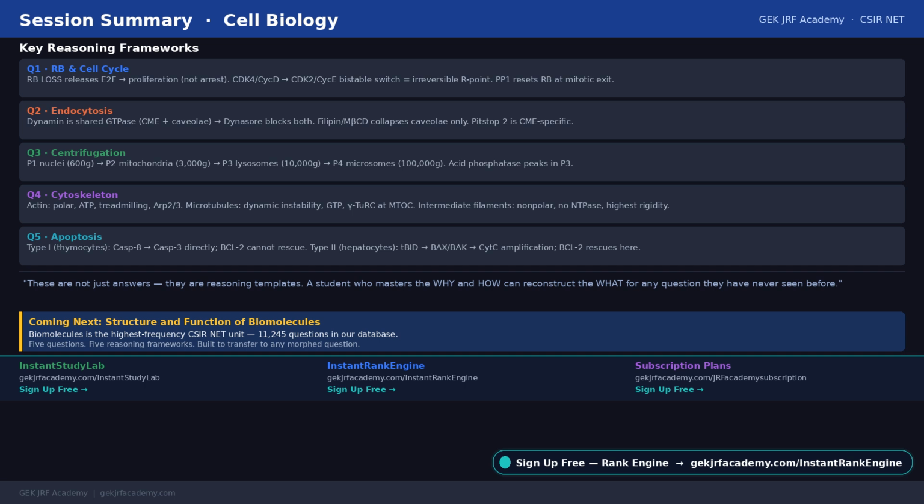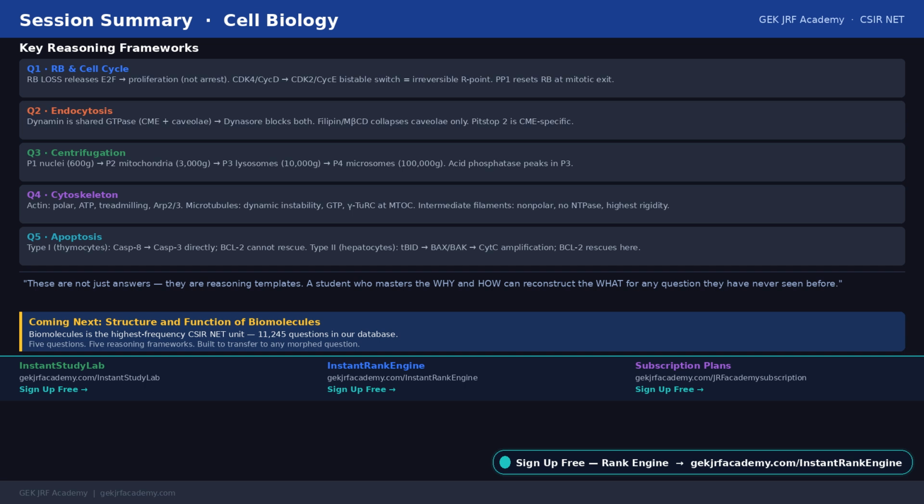Question 2. Endocytosis. Dynamin is the shared GTPase required for both Clathrin-mediated and caveolae-mediated endocytosis. Cholesterol disruption collapses caveolae only. Pitstop 2 is Clathrin-specific and does not affect caveolae.